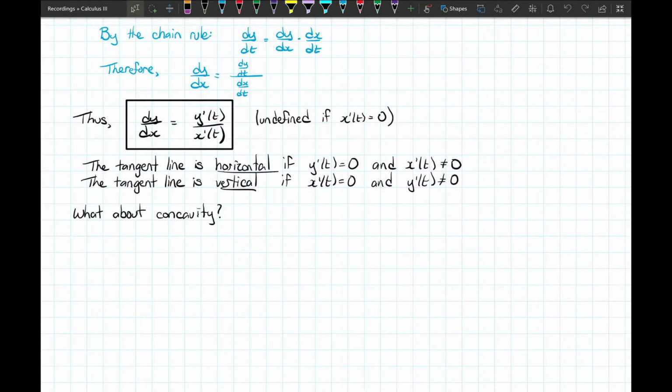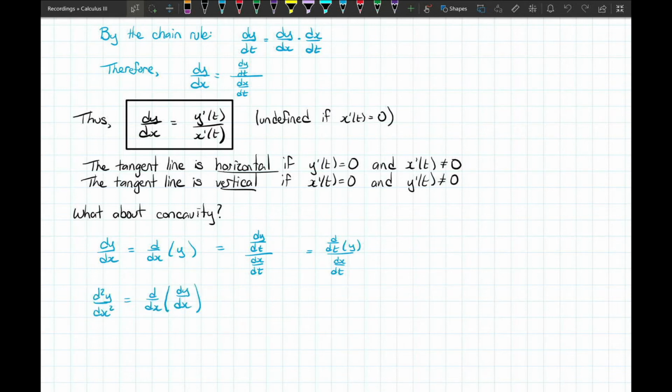For a second derivative, it's not quite as easy as just y double prime of t over x double prime of t. For our first derivative, dy by dx, we found that to get that derivative, we need to take the derivative of y with respect to t and divide that by the derivative of x with respect to t. Now, for the second derivative, in Leibniz notation, that's d squared y by dx squared, what we're doing is taking the derivative of the derivative.